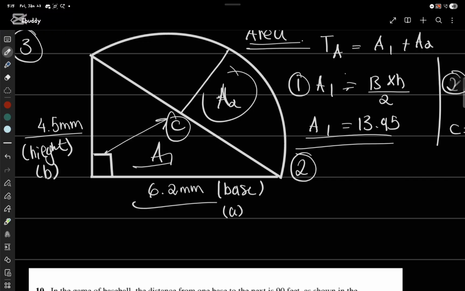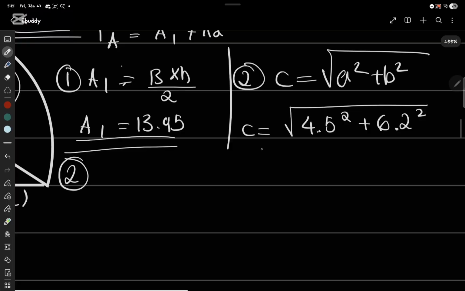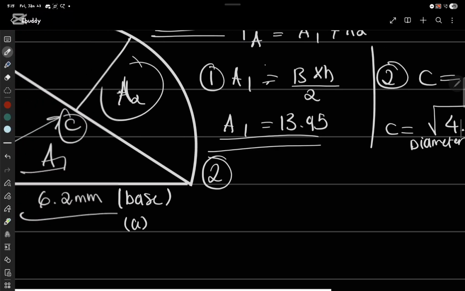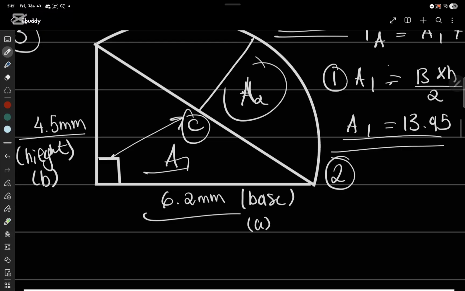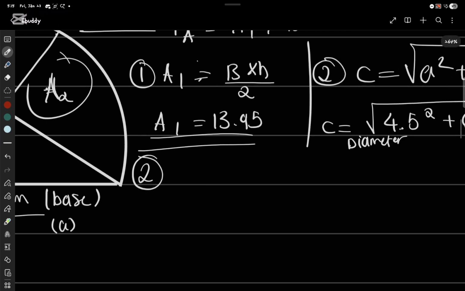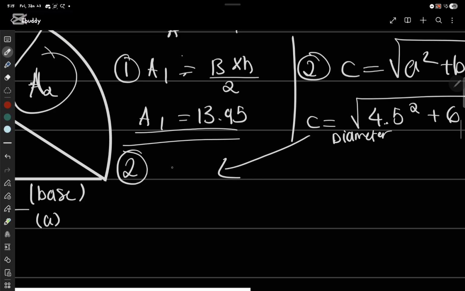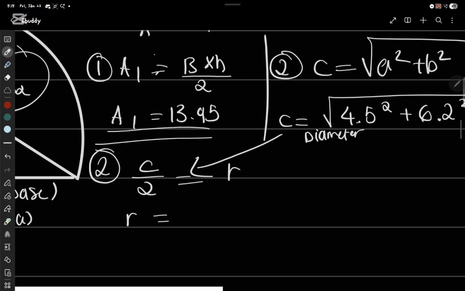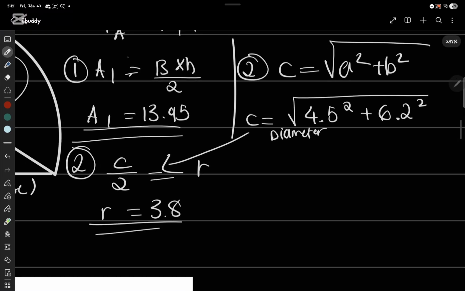But now we want to get only the radius, so that is the diameter of the semicircle. We actually want to get the radius to get the area of the semicircle. So radius is half diameter, right? So you simply get that C over 2 equals radius. So radius, you divide this number by 2. That'll be 3.8.